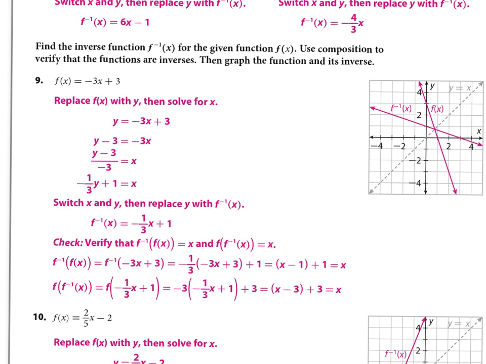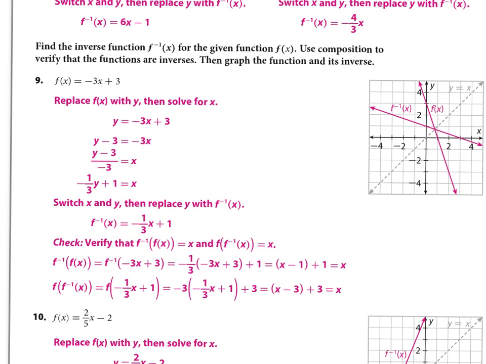So what we've just been doing, it says use composition to verify that the functions are inverses, then graph the function and its inverse. So first we have a linear function. So the first thing I would do is graph it. So the function is graphed over here. Now how do we do that? Here's my y-intercept, which crosses at 3, which is right here. I have a slope of -3, so that means I go down 3 and over 1, and then draw my line.